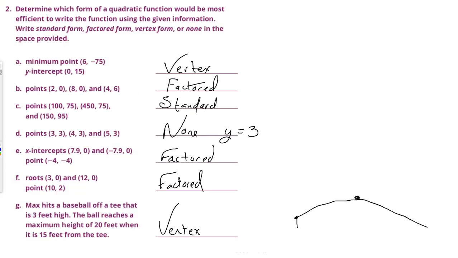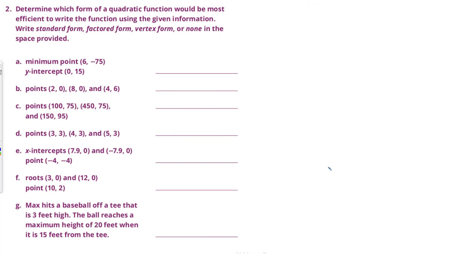Now, I want you to take time and think through this one, even though I just gave you the answers on all of these. We need to figure out which form is the best one. And so when you're looking at this, minimum point is vertex. And then the other one that we have that's vertex, if you look at this, you're going to see that this reaches the maximum height, so that's another vertex. And so those are our two vertexes. So those are the two that need to be in vertex form.